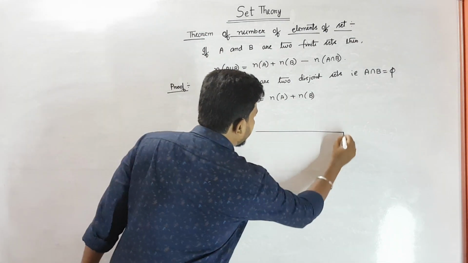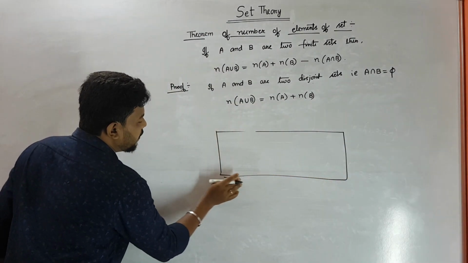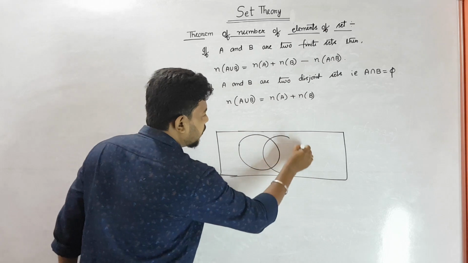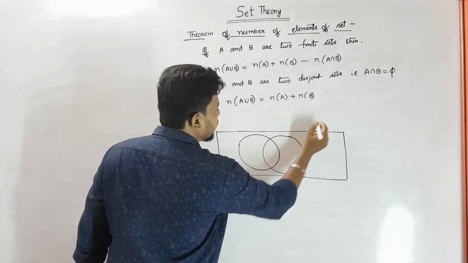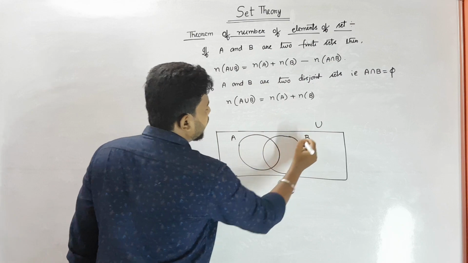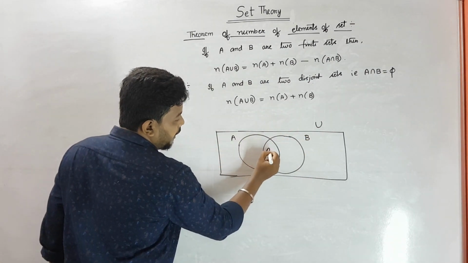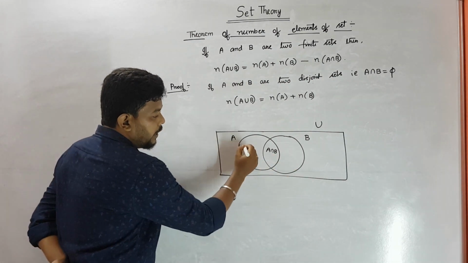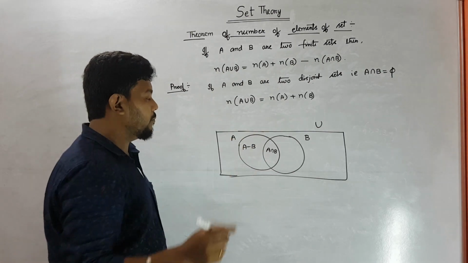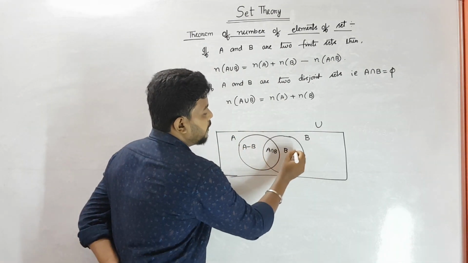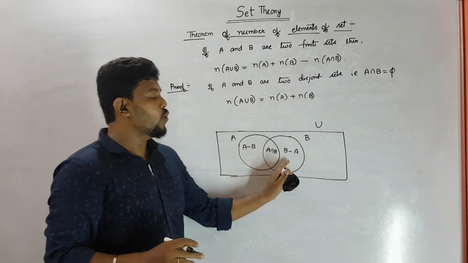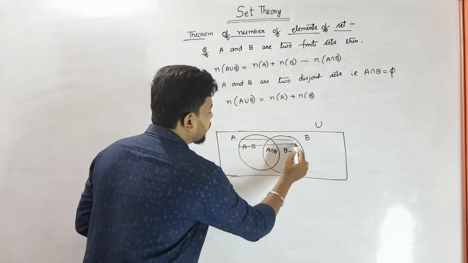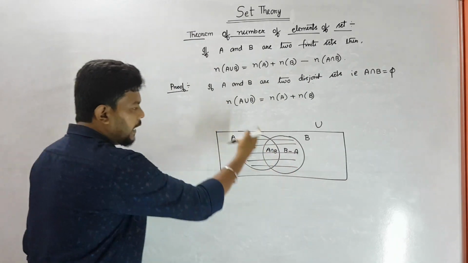Now let two sets capital A and capital B intersect, that is, they have something in common. This is your universal set, set A and set B. Now this portion is your A intersection B, the common elements of A and B. This portion is your A minus B, as I already mentioned in the Venn diagram. And this portion is your B minus A, the set of elements which are present in set B only. Now this entire region is your A union B.